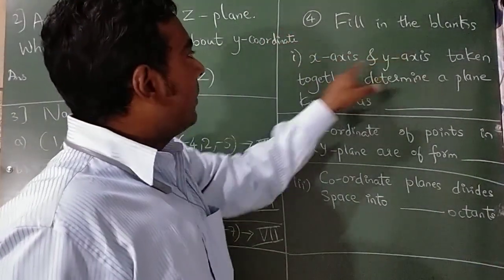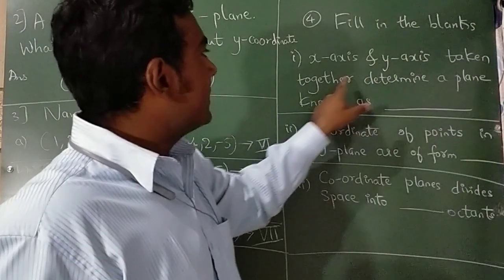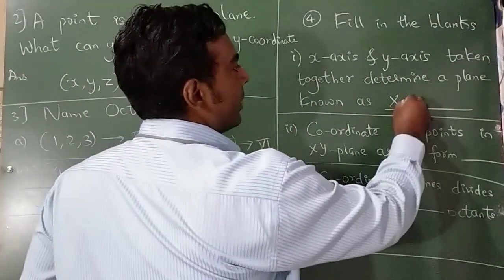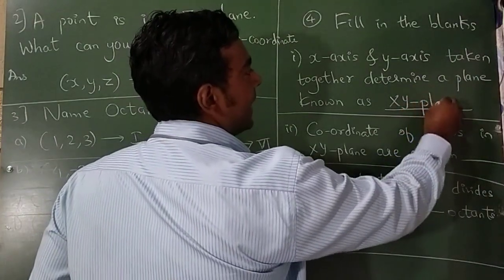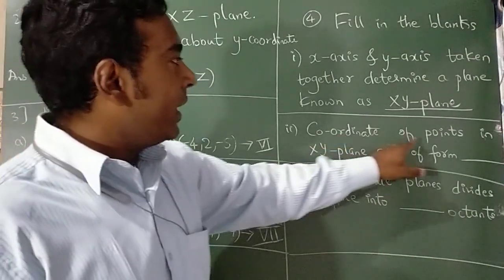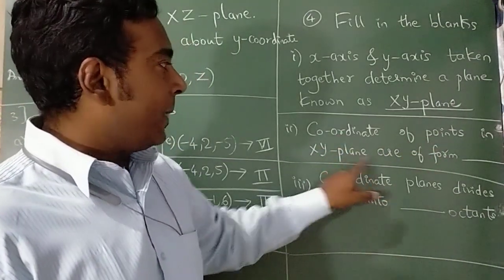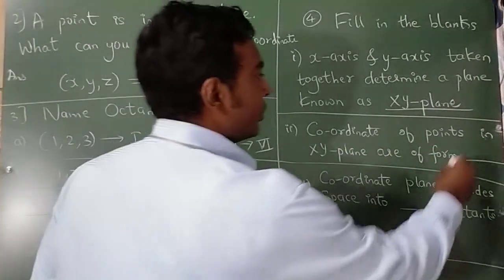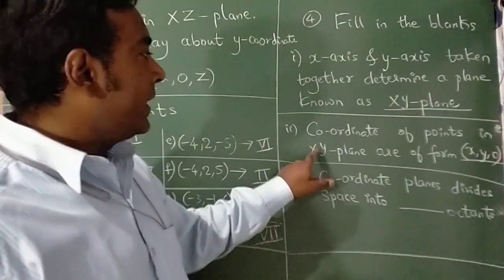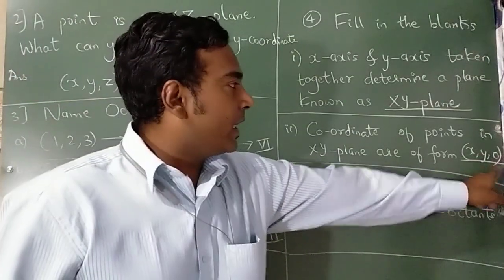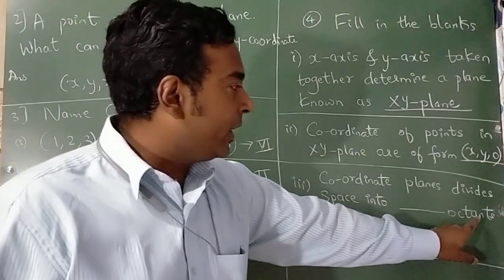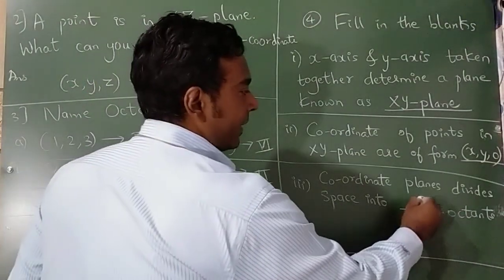Fourth question. Fill in the blanks. X-axis and y-axis taken together determine a plane known as, since they both are taken together, it is called the xy plane. Okay, xy plane. Now the coordinates of a point in the xy plane are of the form, what should you write? x, y, 0. Because it is in the xy plane, z will become 0. Now the coordinate planes divide space into how many octants? I have already explained. It is 8.